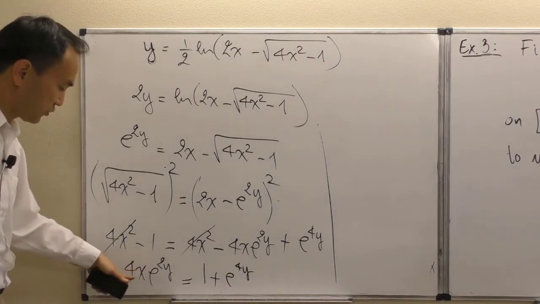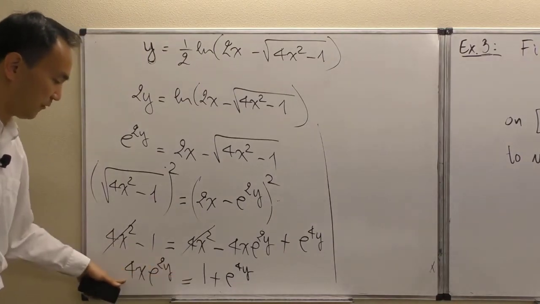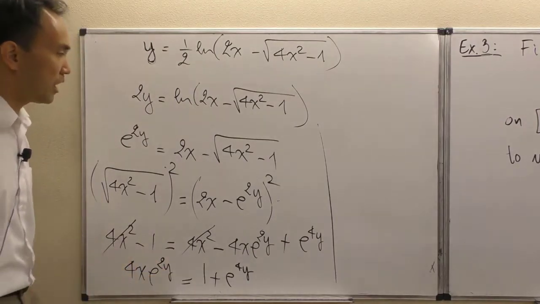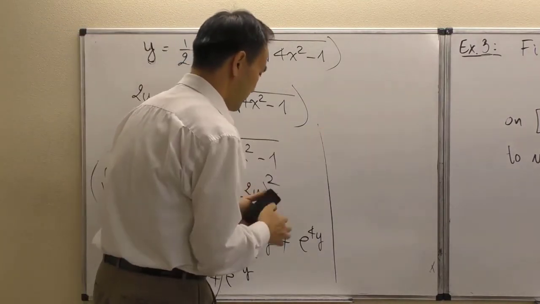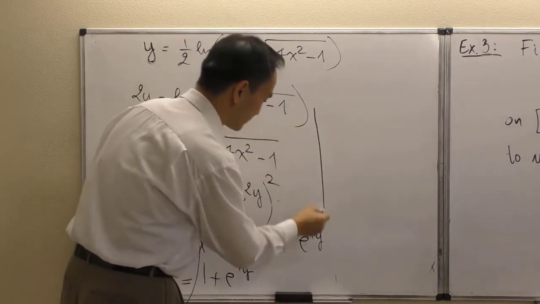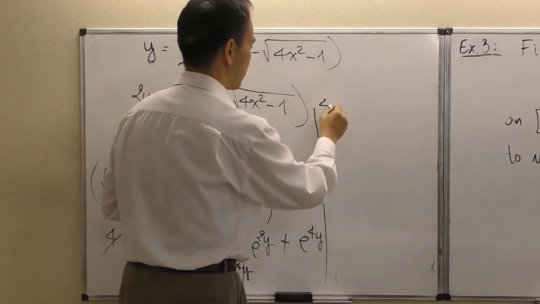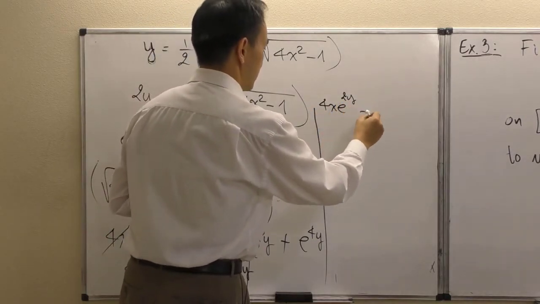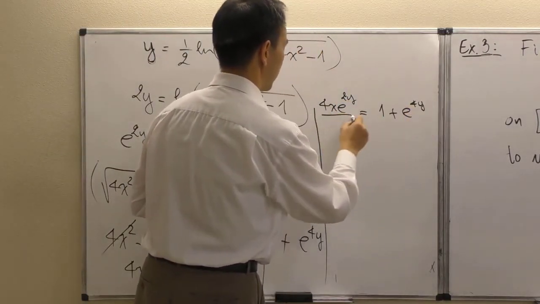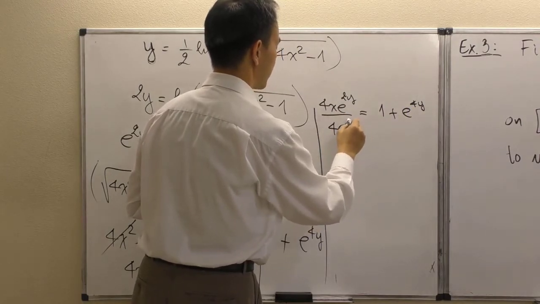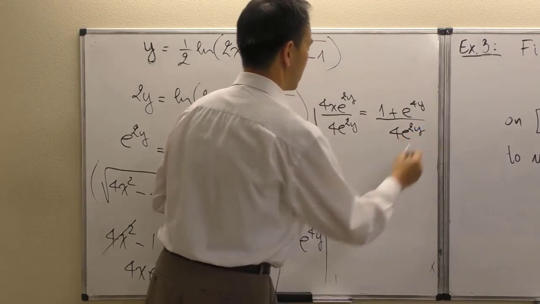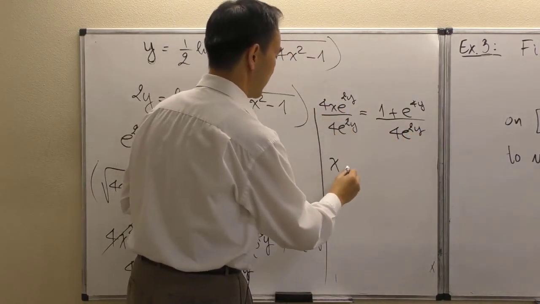So now to solve for x, I'm going to divide both sides by 4 times e to the 2y. Let me just spend an extra step to make it real clear right here. So from our current point, 4x e to the 2y equals 1 plus e to the 4y. I am going to divide both sides by 4 e to the 2y. That's how I solve for x. All right, so the left-hand side now simply gives me just x.